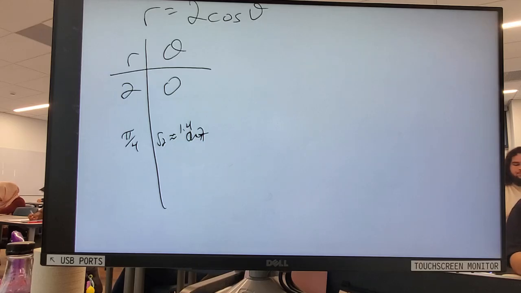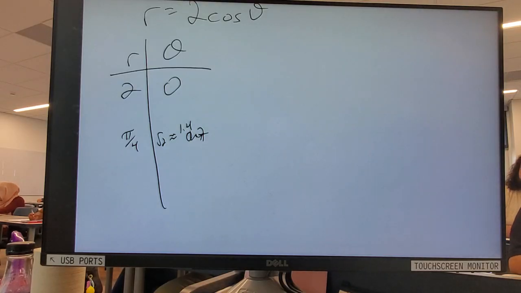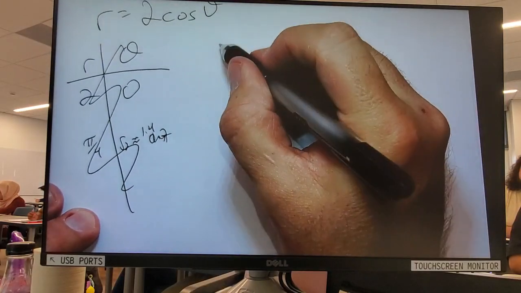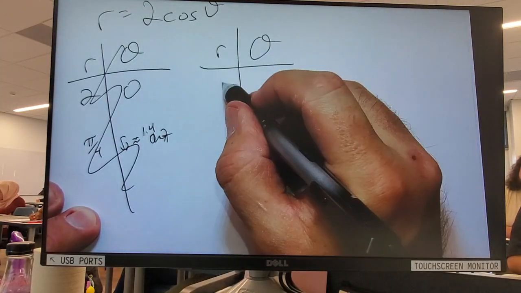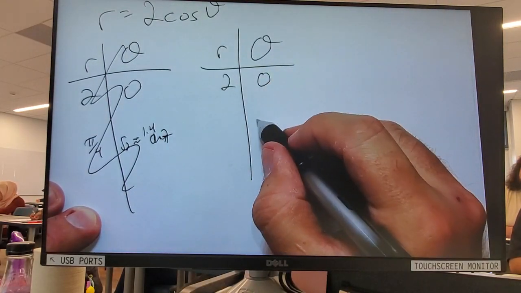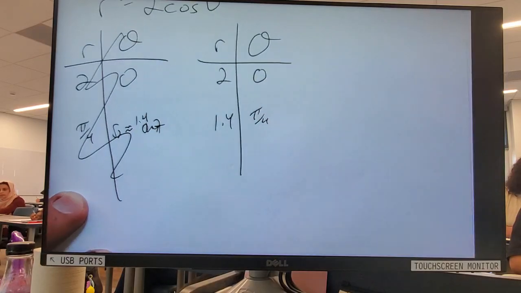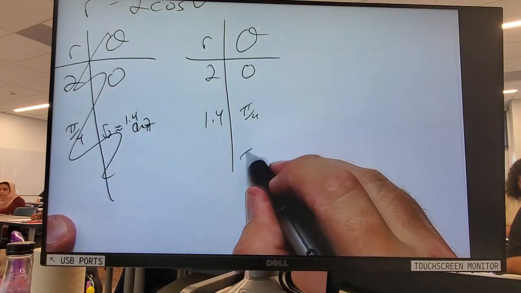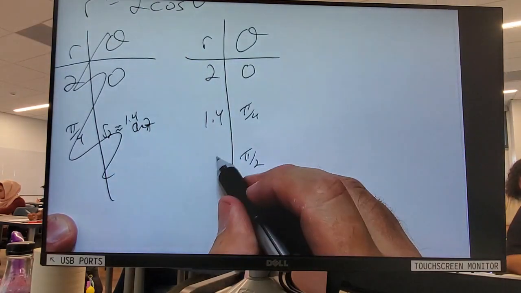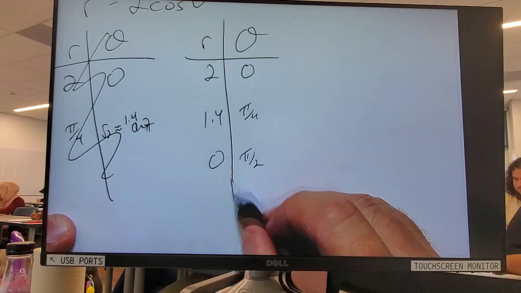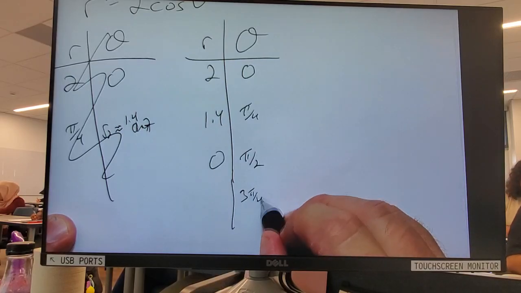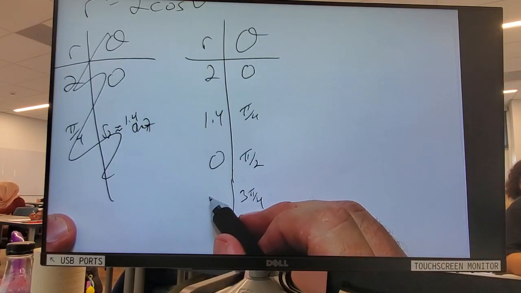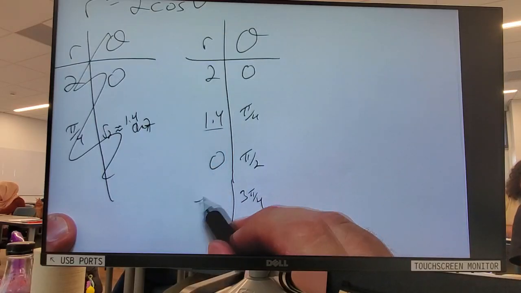Yes? Oh, yeah, that one I turned around. Of course I did. Let me start over. So 0 gives me 2, pi over 4 gives me 1.4. Thank you. And now, of course, I'll do like you guys said a minute ago. Pi over 2. What's cosine of pi over 2? 0. And then if I go to 3 pi over 4, what happens to cosine? Negative, and it just starts repeating itself, yes?